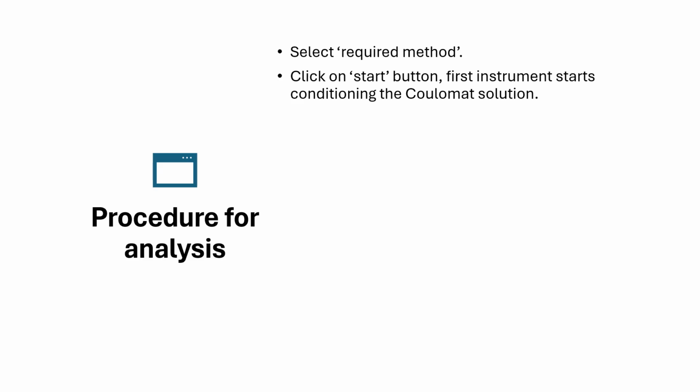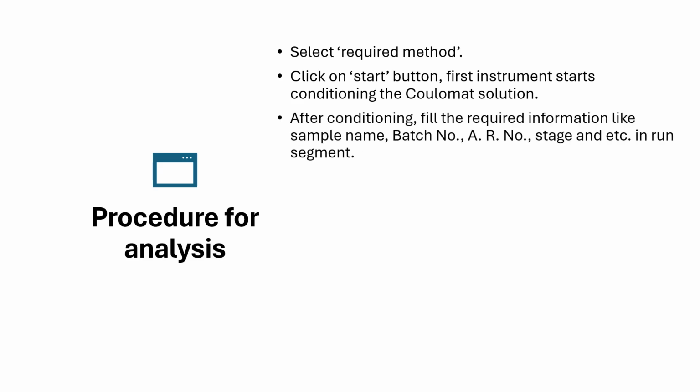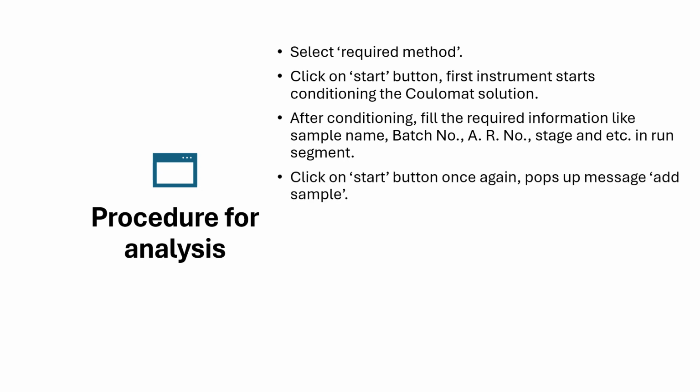When you click on the start button, the instrument will start the conditioning of the Coulomat solution. The solution you have initially is kept in the vessel. After the start button, the instrument will start conditioning that solution. After conditioning, fill in the required information regarding your sample or material, like batch number and AR number. Then click on the start button once again, and a pop-up message will appear to add the sample.